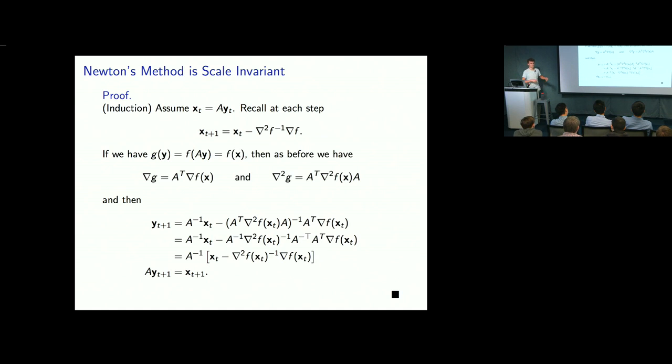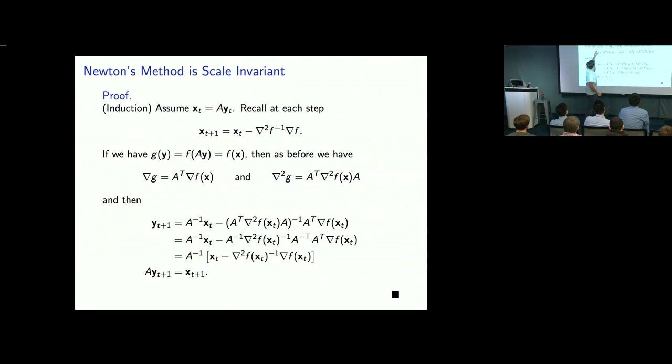that Newton's method is scale invariant. So I'm using induction. I'm assuming most of you have seen that at some point in your life. I'm assuming we have the same starting point. So x of t is A of y of t, for our inductive step, but also that x of 0 is A of y of 0. So that's all we're really assuming. And then this is the induction hypothesis. And then this is the actual optimal step we computed.